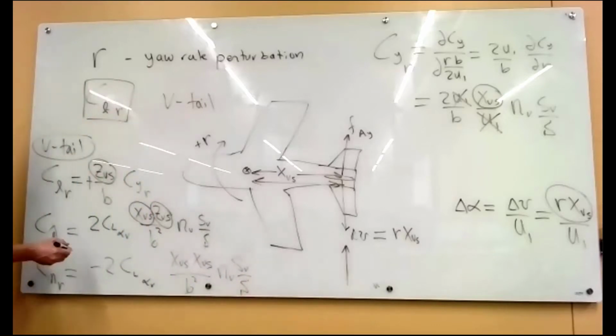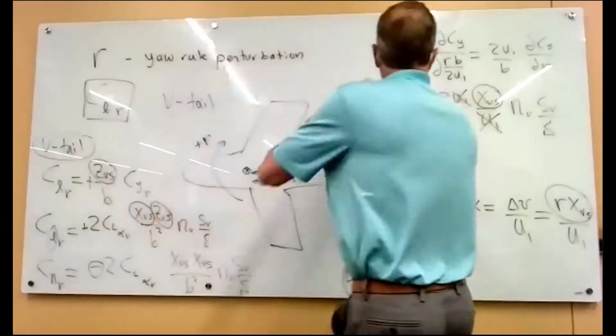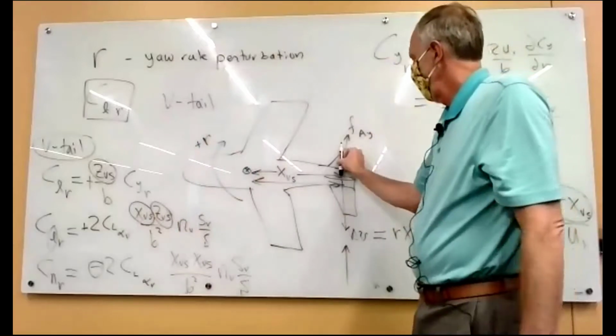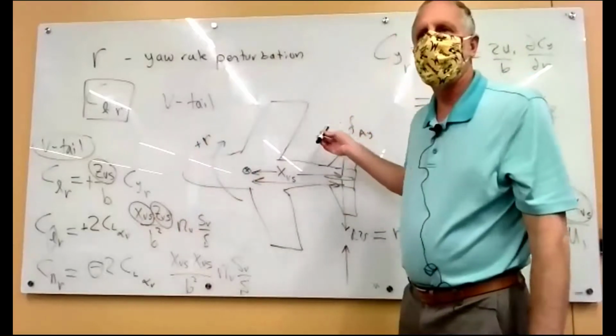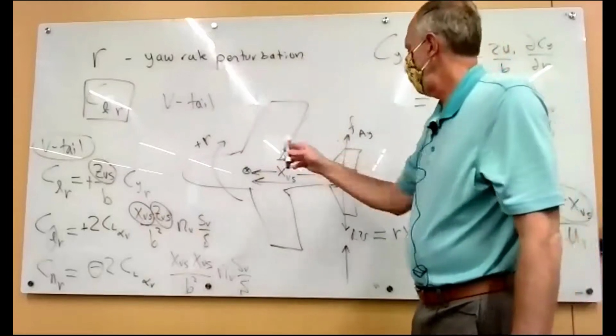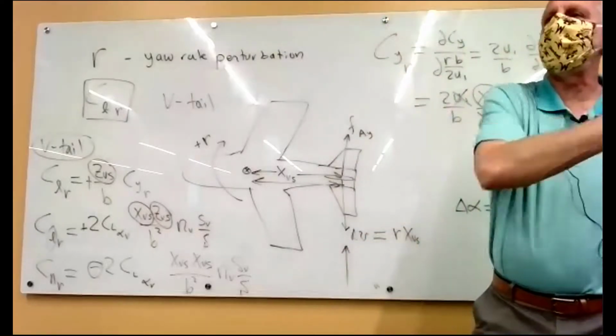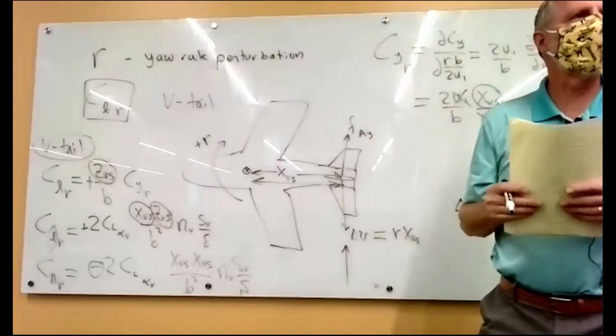And you'll look here and you go, well, there's a minus sign here and a plus sign here. What's the deal? Well, the positive side force effect gives a positive roll because the aerodynamic center is above the CG, but a negative yaw because the aerodynamic center of the vertical tail is behind the CG. So it's just location.